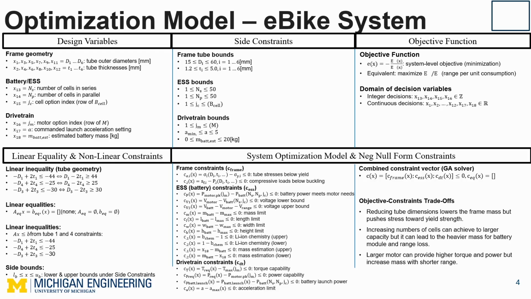We maximize range per unit energy consumption over both integer and continuous decision variables. The lower part of the slide summarizes the key constraints and trade-offs. Lighter frame tubes reduce mass but push stresses toward yield. More cells increase capacity but add battery mass. And a larger motor improves torque and acceleration at the expense of added mass and reduced range. These relationships define the feasible design space that our team's optimization explores.